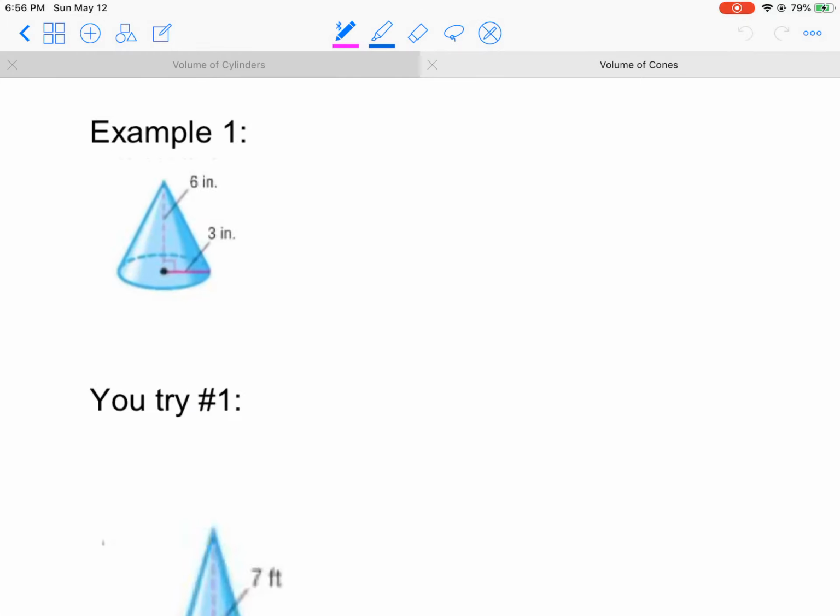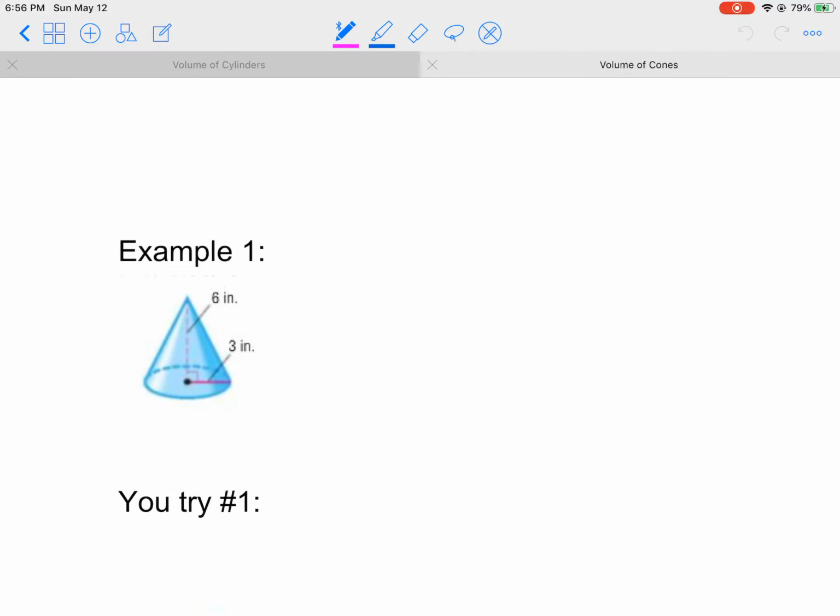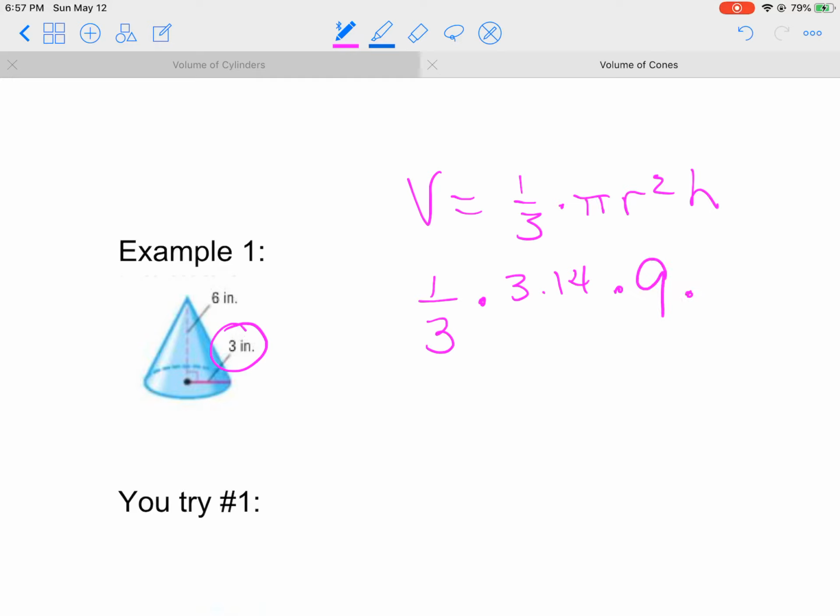Okay, so let's go ahead and try an example. Let's write our formula, always a good idea to just write it. 1/3 times pi r squared h. So I'm going to write 1/3, which, remember, multiplying by 1/3 is the same as dividing by 3. I'm going to do times 3.14 times the radius, which is right here, 3 squared is 9, times our height, which is 6.